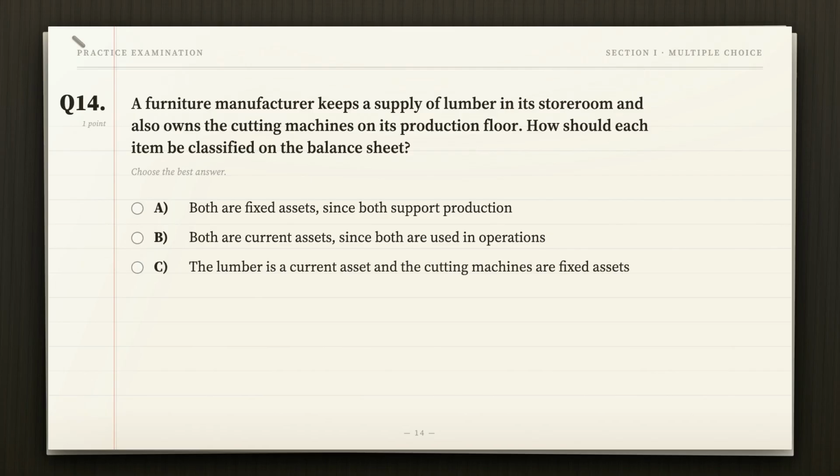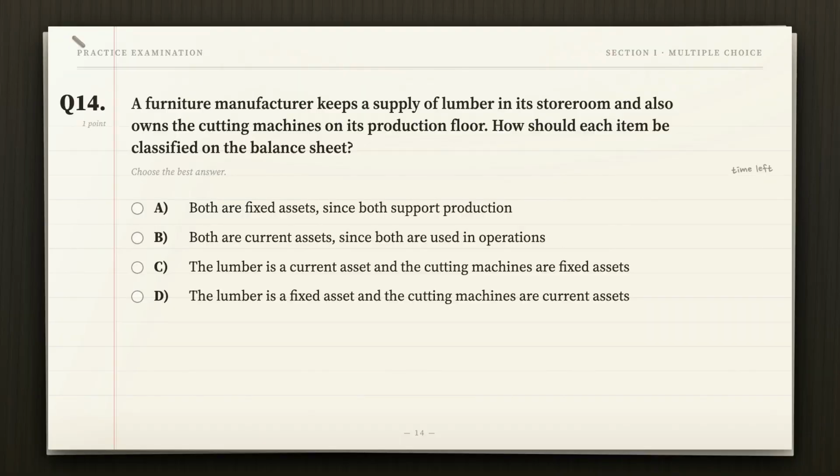C. The lumber is a current asset and the cutting machines are fixed assets. D. The lumber is a fixed asset and the cutting machines are current assets. Which would you go with? Lock it in before the reveal.